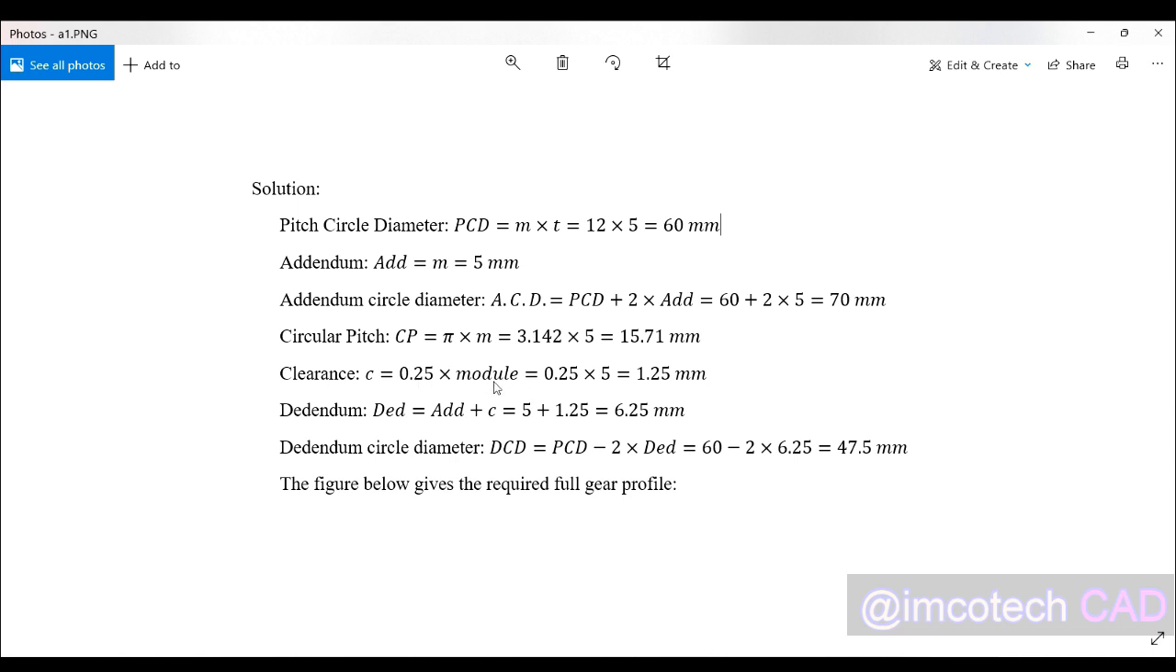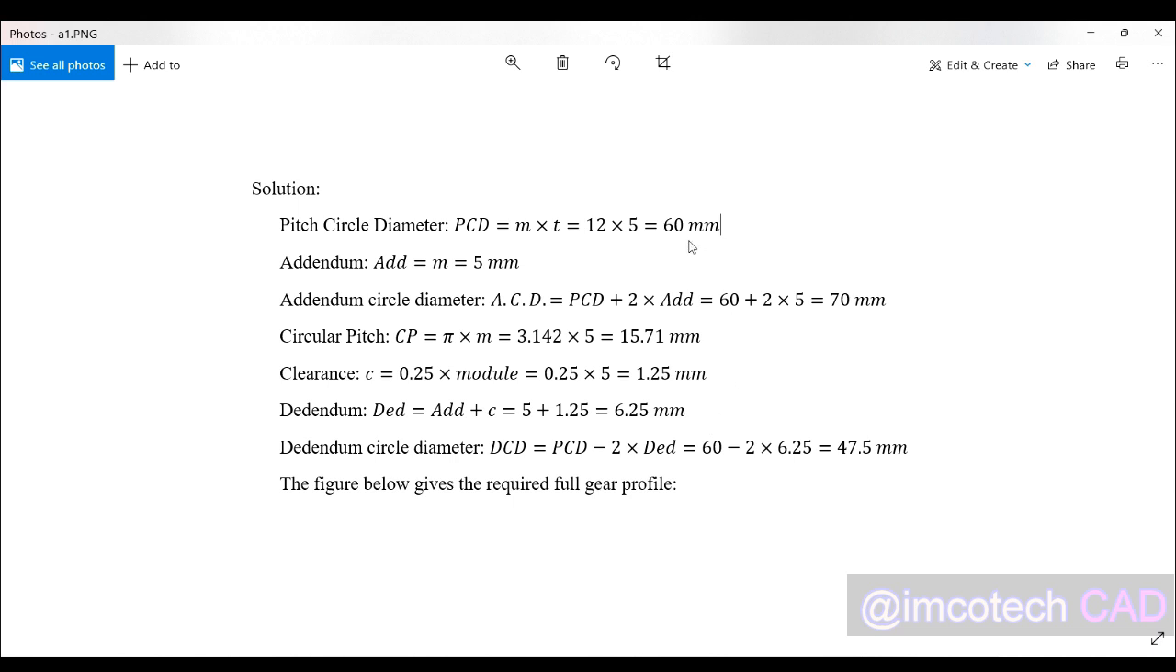0.25 multiplied by module, which is 0.25 times 5, 1.25 millimeters. This will be added to your addendum. So 1.25 plus 5, which is 6.25, gives the dedendum. The dedendum is basically the radial distance from the pitch circle to the dedendum circle diameter. So that is the dedendum.